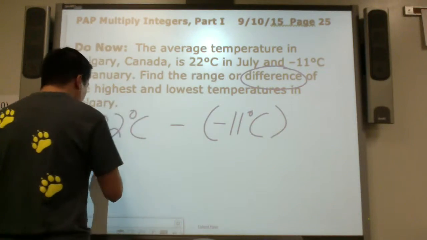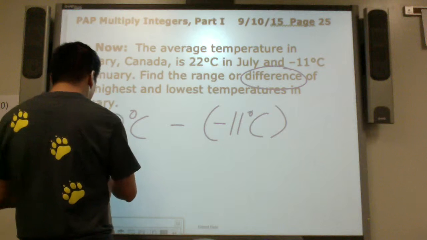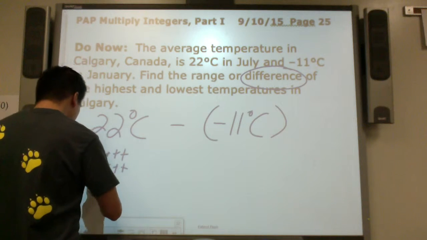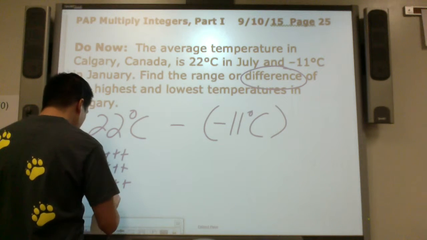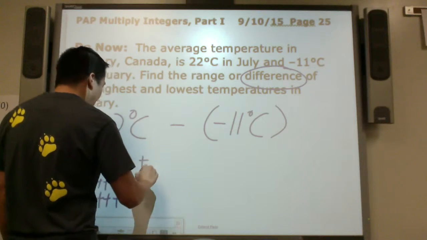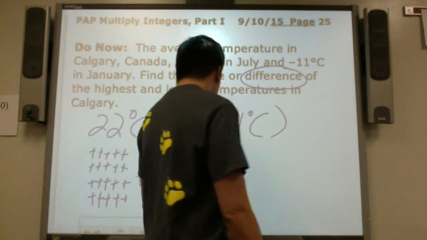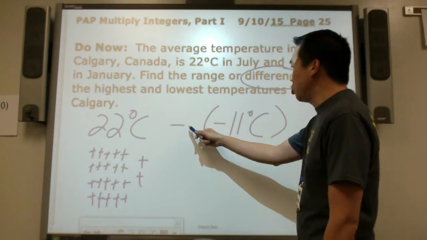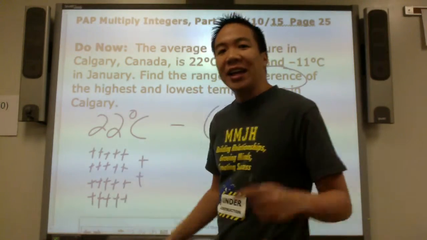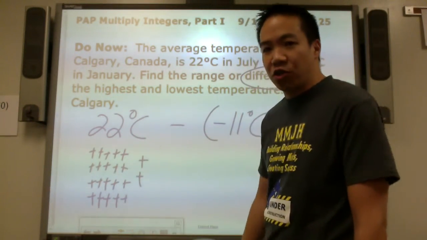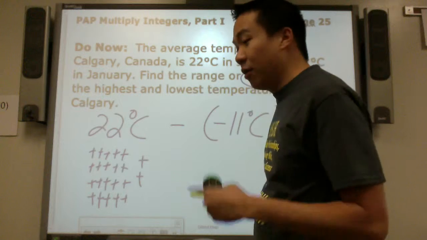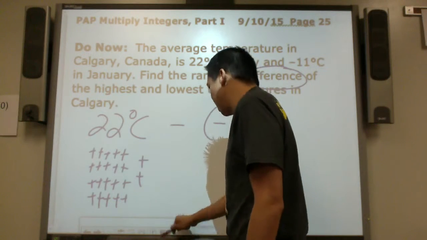You could do it with modeling. I could draw 22 positives. It says I need to take away or remove 11 negatives from this picture. But there aren't any. Do you remember zero pairs? Let's draw some zero pairs.